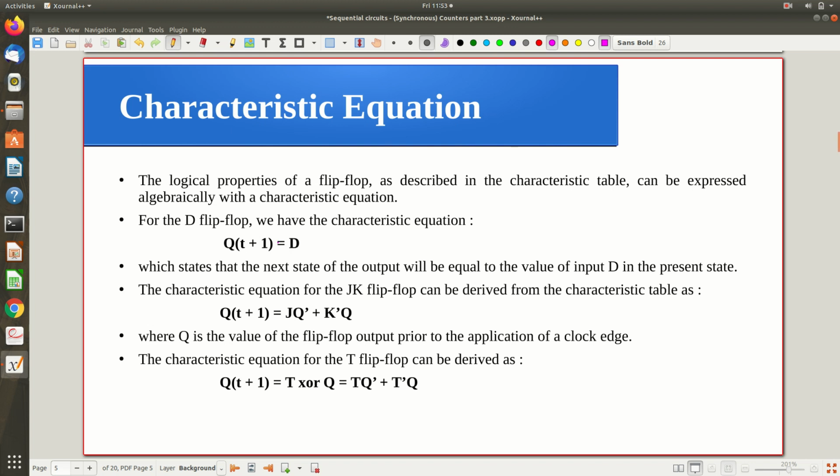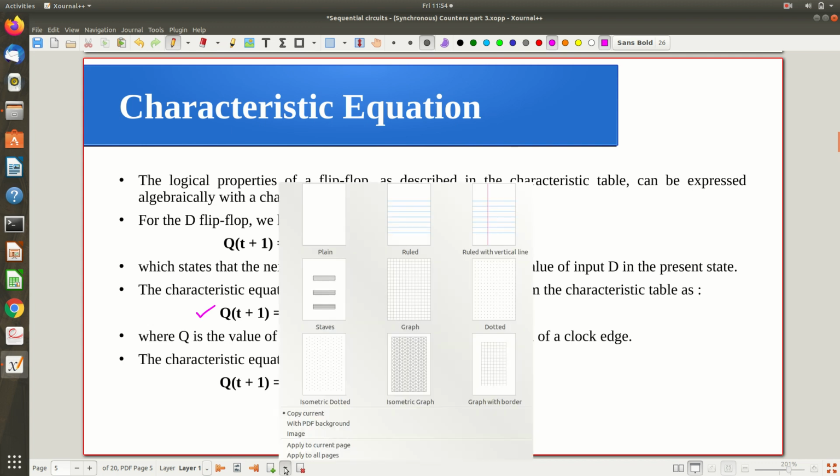So that's for this one. But what about the Q output of the JK flip flop? That is actually J Q bar plus K bar Q. So that is the table we are representing in this way. But I will quickly tell you how to come up with this.